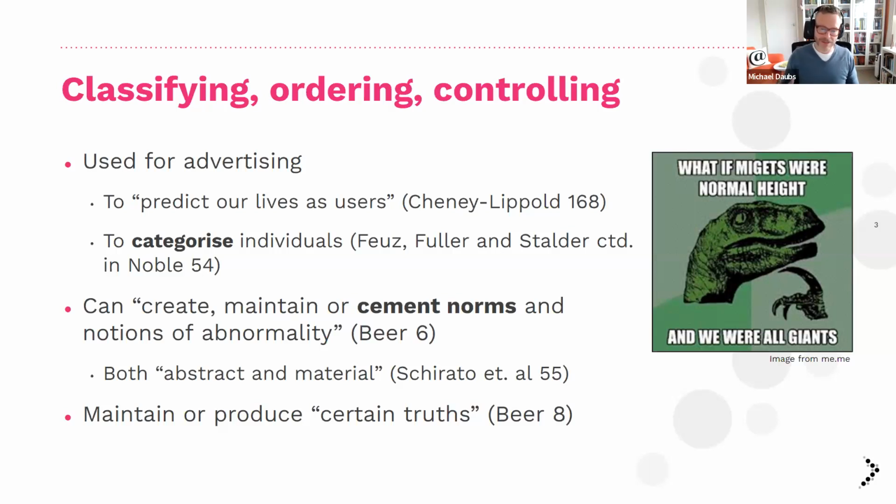So algorithms, according to Beer, have the capacity to create, maintain, or cement norms and notions of normal versus abnormal. And the concept of normal or normality for Shirato et al. is something that's both abstract and material. They argue that normal as a term is abstract because the concept of what is normal is often something arbitrary. But it's material because the definition of what is normal can have real-world effects.